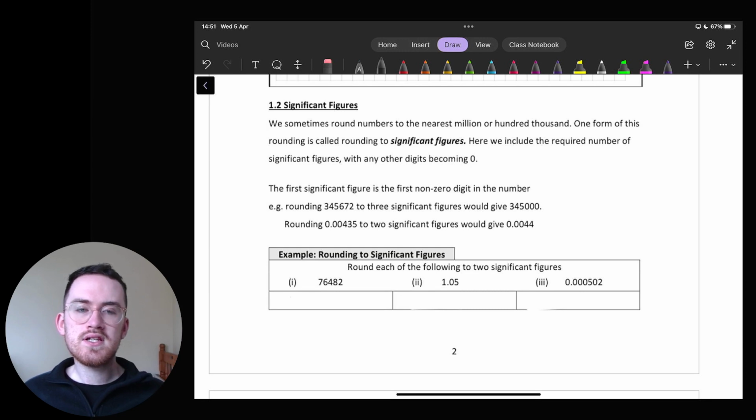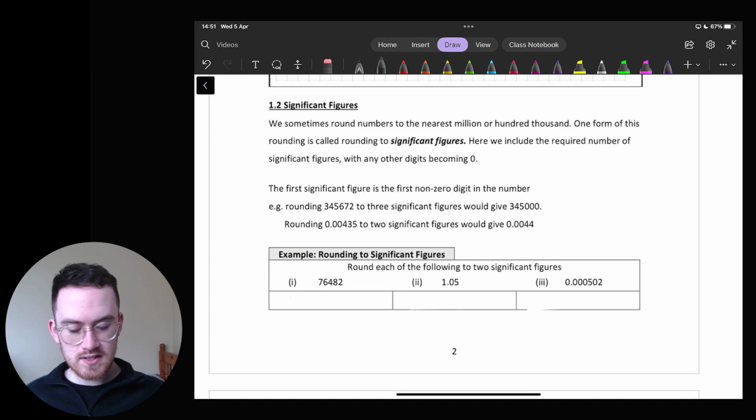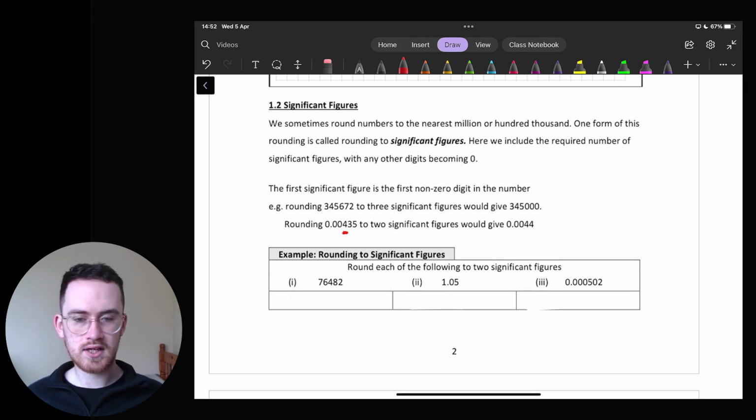So the first significant figure is what we call the first non-zero digit in the number. So if we have the example here, 345,672 to three significant figures, it would become 345,000. If we were looking at 0.00435 to two significant figures, the first significant figure is the first non-zero number, which is the 4. We can't just round it to 0 altogether. We have to include some of the numbers. If we have a 0 after that, that will be significant, but only because it's come after the first significant figure. The next one then would be the 3, so it becomes 0.0044.